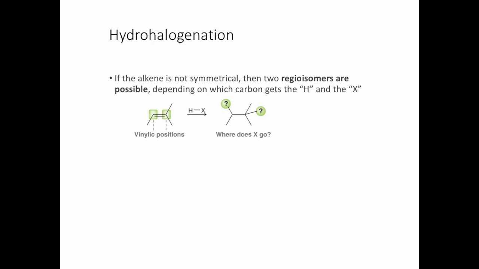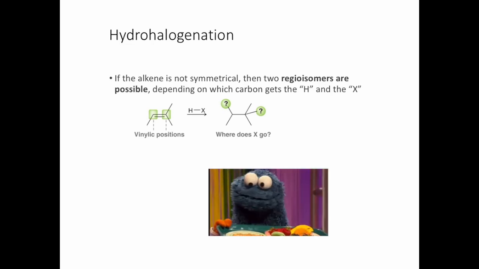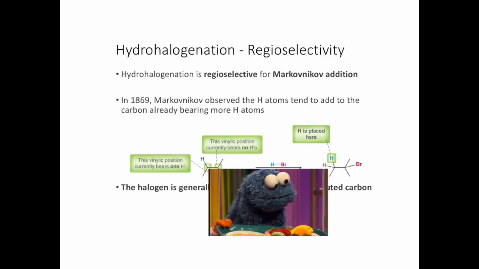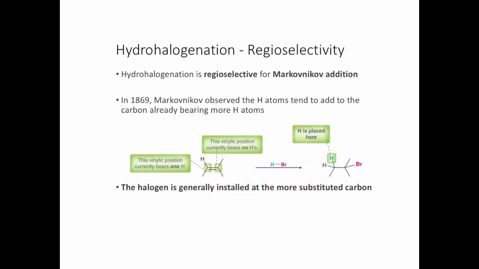If the alkene is not symmetrical, then 2 regioisomers are possible depending upon which carbon gets the H and which carbon gets the halogen. So how do you know where the X goes and where the hydrogen goes? Well, it turns out that there is regioselectivity for what's called Markovnikov addition. In 1869, Markovnikov observed that the H atoms tend to add to the carbon that already had more H atoms.